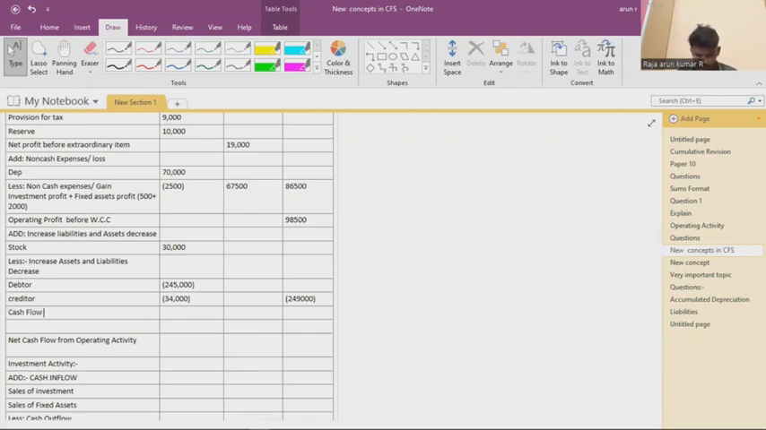Cash flow from operating activity is that 98,500 less that 2,49,000. Just calculate it. 98,500 minus 2,49,000 is 1,50,500 of cash flow from operating activity.